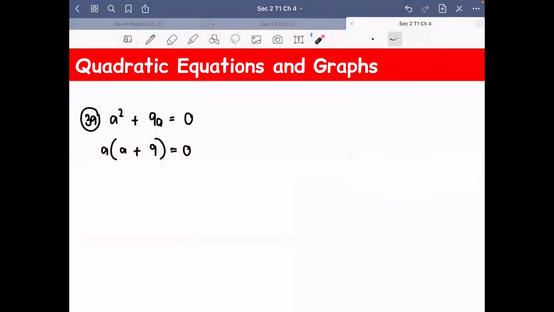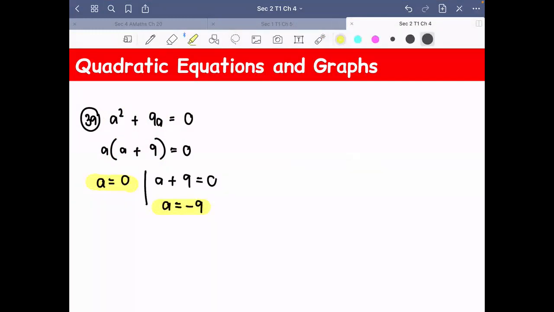Number 3a, so we have a squared plus 9a, and then you can factor out a as your common factor. So a squared divided by a, you'll get a here, and then 9a divided by a, we got 9. So you have a and a plus 9 as your factors. So we equate them by 0. So a is equal to 0, and then the other one is a plus 9 is equal to 0. So your answers are 0 or negative 9.